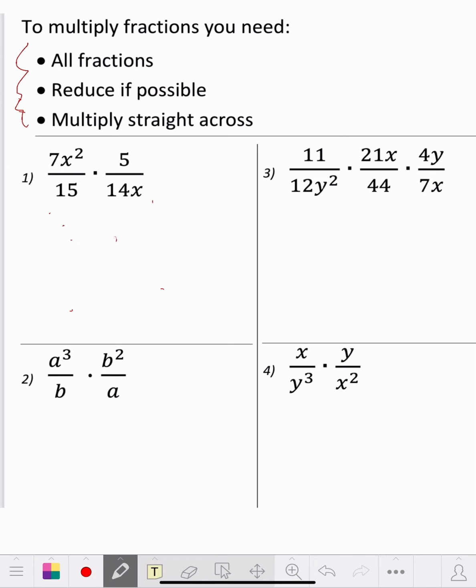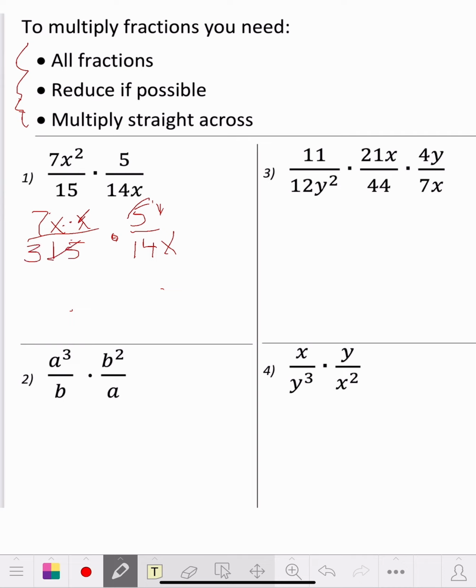Okay, here, let's rewrite this first one, okay? We got 7x, and that's really, x squared is really x times x. Okay, so we get two x's, okay? Over 15 times 5 over 14 times x. Okay, so, hey, let's see if we can simplify anything. Okay, yep, right away I can see this 5 goes into this one time and goes into this 3 times.